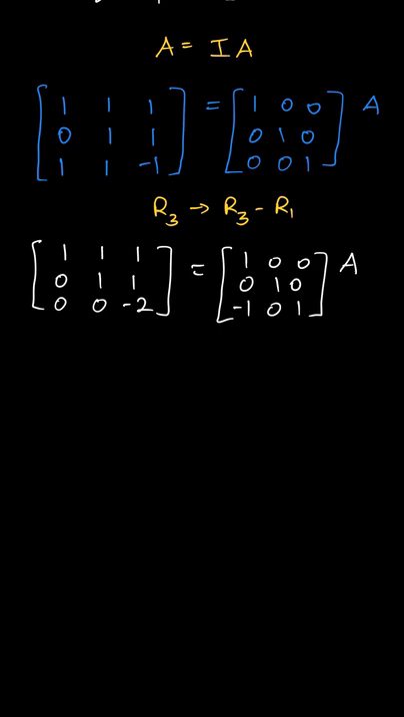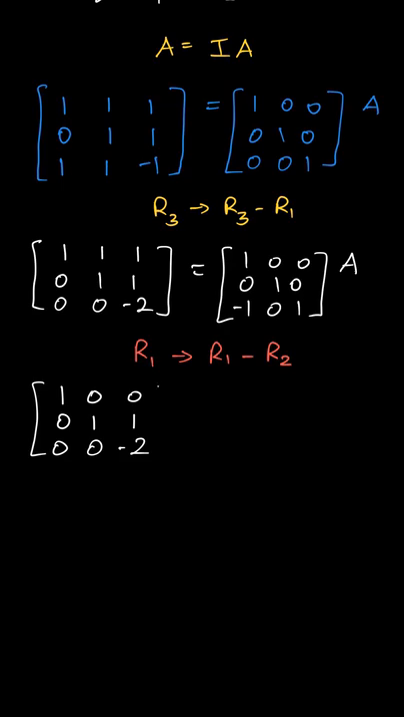Now to solve it further, we need to make this element 0. For that we will change row 1, where we will have R1 minus R2. So here we will have 1, 0, and 1 minus 1 is 0. Here we will have 0, 1, 1, and here we have 0, 0, minus 2. And this is equal to 1 minus 0 is 1, 0 minus 1 is minus 1, and 0 minus 0 is 0, and the other rows remain unaffected.